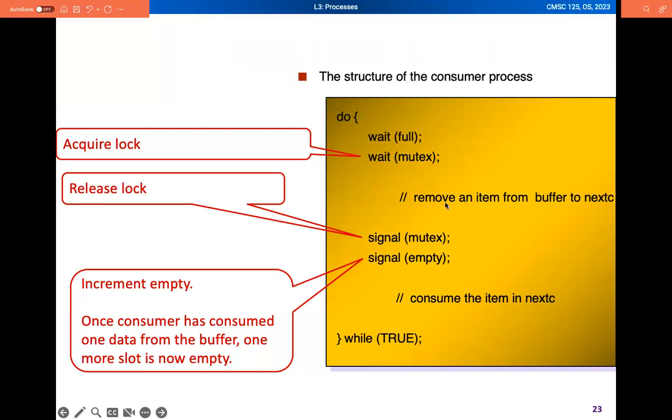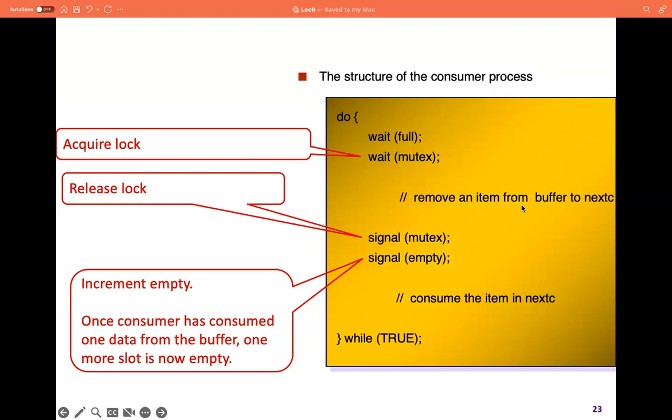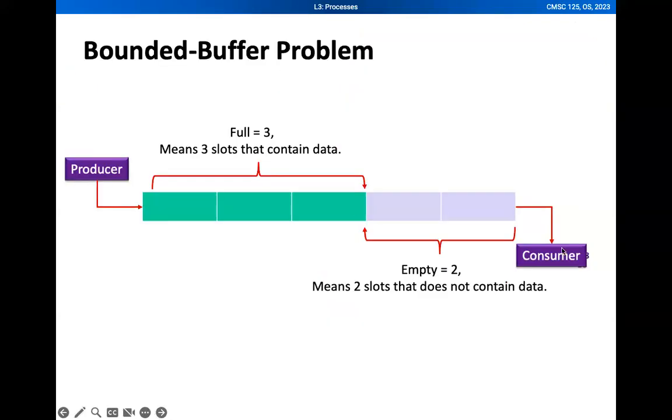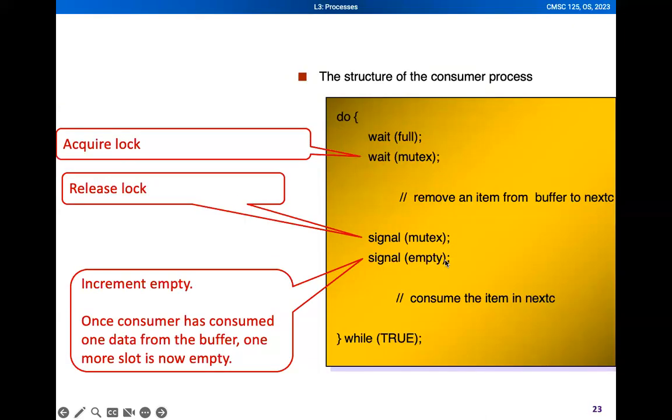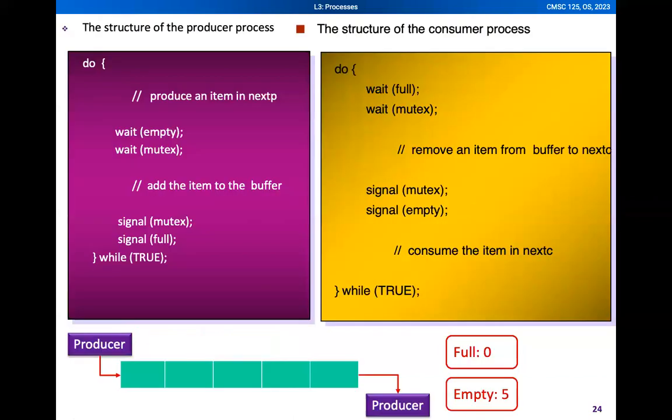And now, after removing an item from the buffer, it signals the empty variable. So in the empty variable, it essentially increments the empty. Okay, since it has successfully removed one item, so there will be one buffer that will not have a data. So that means that the empty variable will also be increased. Okay? So yeah, let us try a simulation.